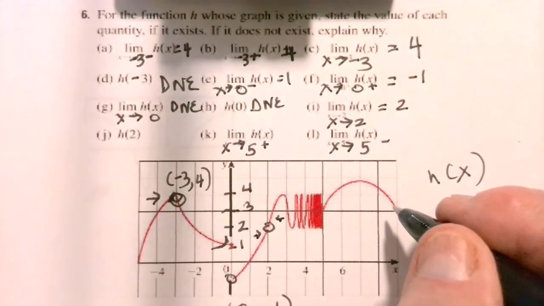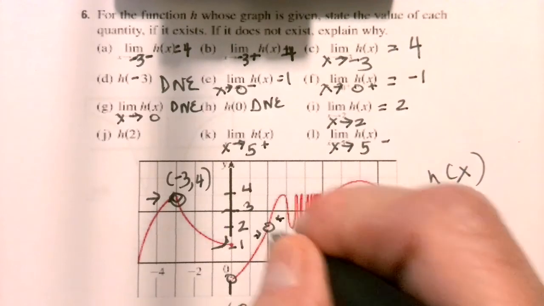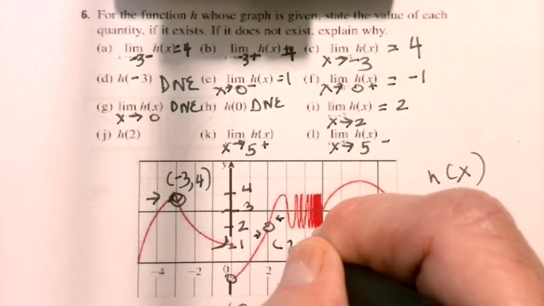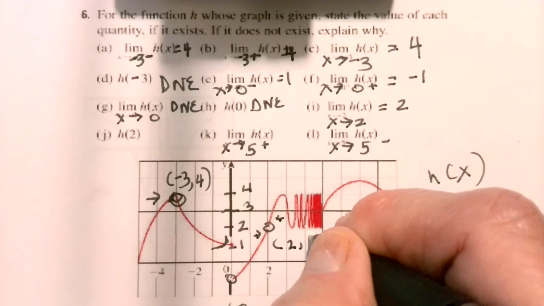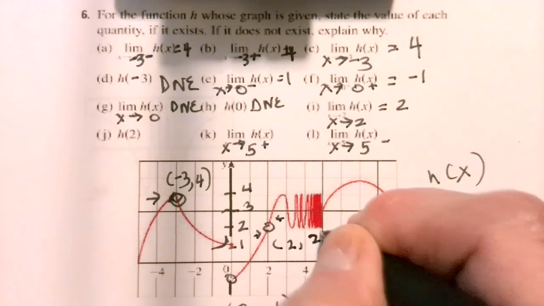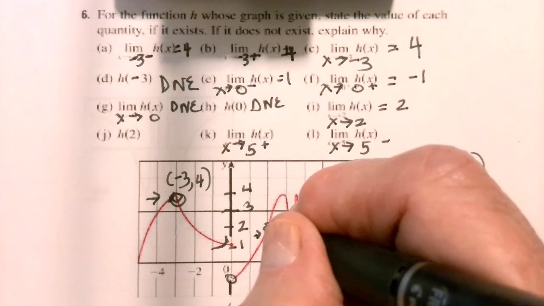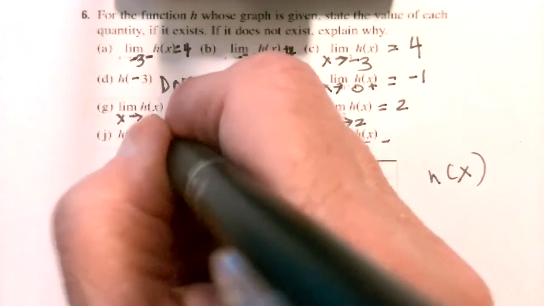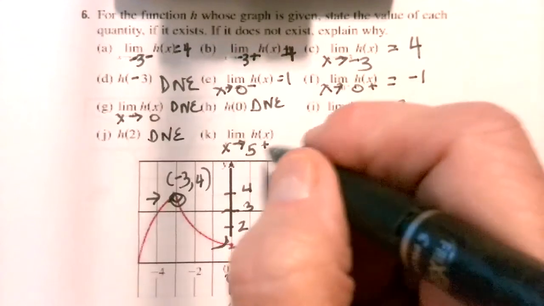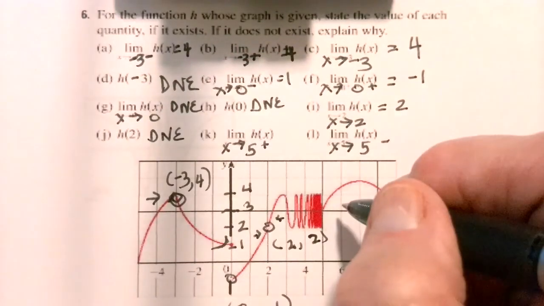What is h of 2? There's a hole right there. That's the point 2. I think it's 2, 2. It should be 2, 2. So it does not exist there. And then we've got the limit as x approaches 5.